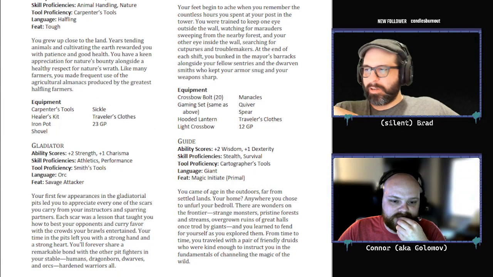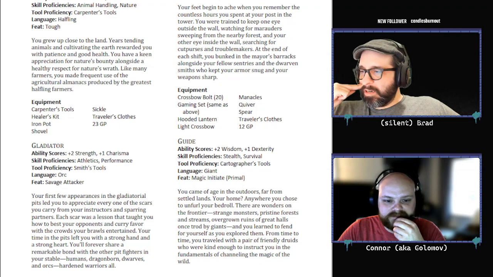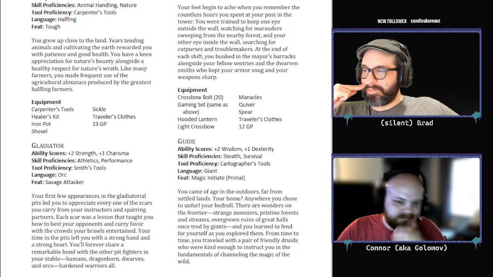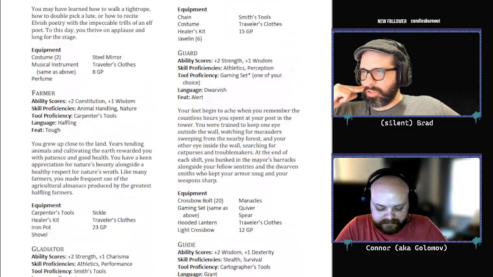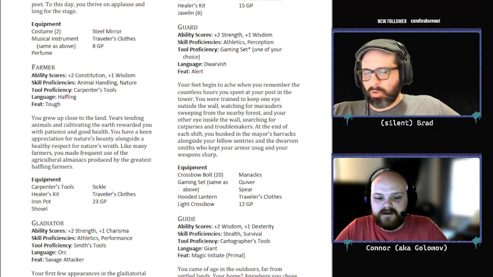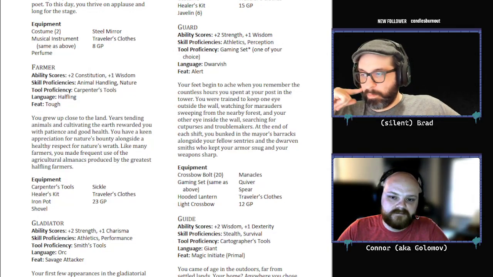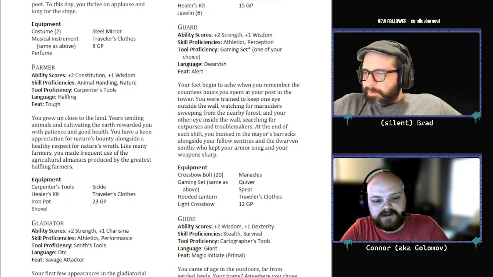So language orc and feat savage attacker. So orc, I mean, you'll forever share a remarkable bond with other pit fighters in your stable. Humans, dragonborn, dwarves, and orcs, hardened warriors all. They're giving them orc because that's one of the three. And orcs, by their own lore, are generally going to be the best fighters, or bigger fighters, especially if they're a gladiator.